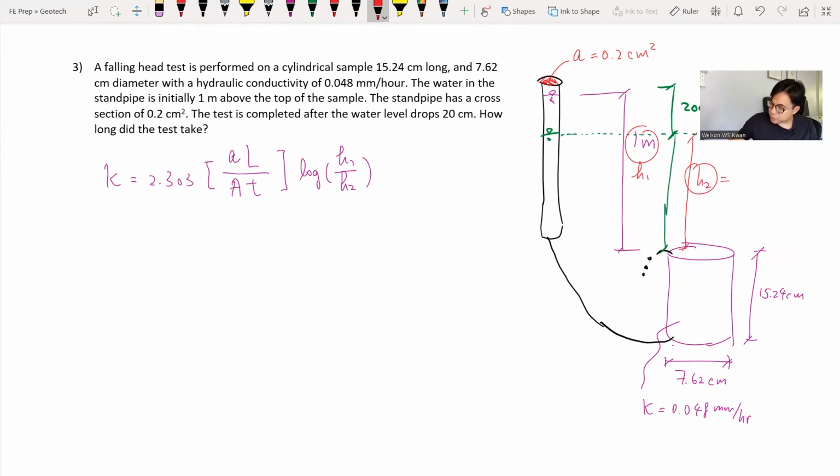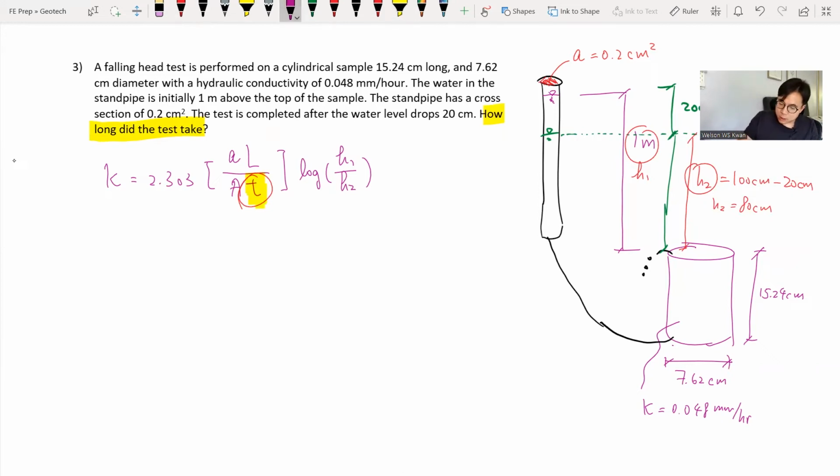So H2 will be equal to the 1 meter, which is 100 centimeters, minus the 20 centimeters. So the 20 centimeters belongs to the water fall during the test. So H2 will be equal to 80 centimeters, while H1 is the 1 meter, which is equal to 100 centimeters. So if we go back to the equation, again, what we are solving for now is the time. Because the question asks, how long did the test take? So pretty much we are solving for the time right there.